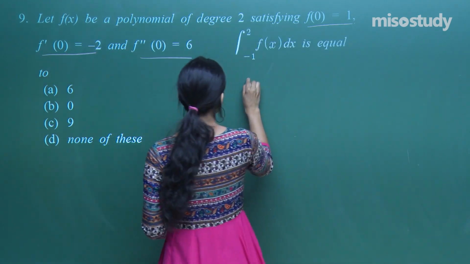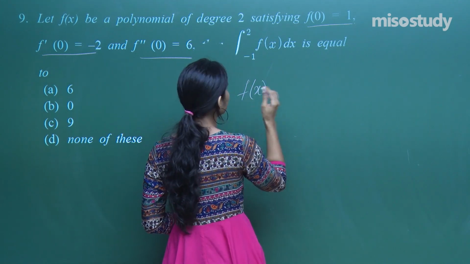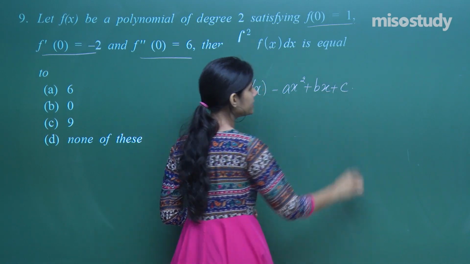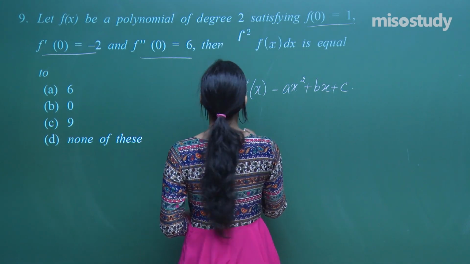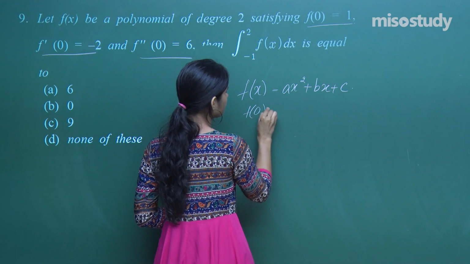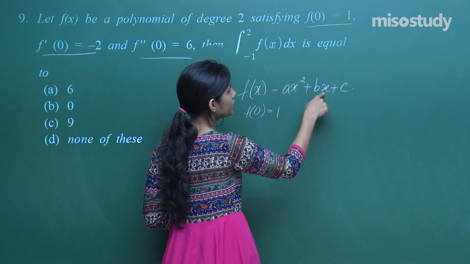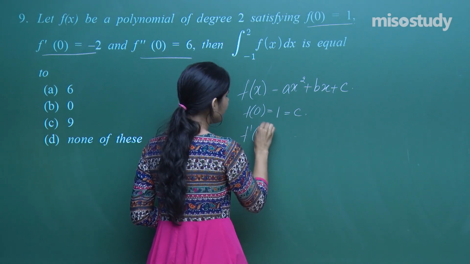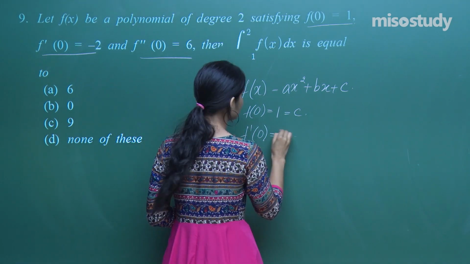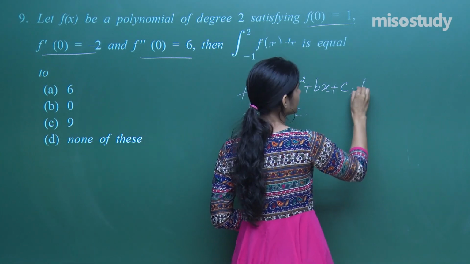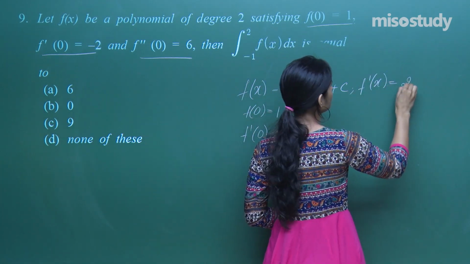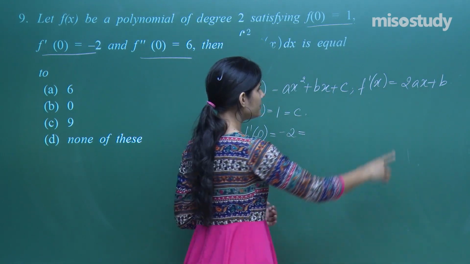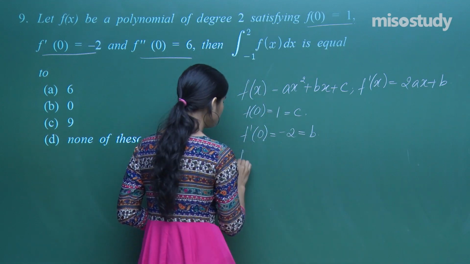So we are going to generally consider any polynomial of degree 2 as ax square plus bx plus c. f of 0 it is saying is 1. f of 0 is 0 plus 0 plus c, so c is 1. f dash 0 it is saying is minus 2. What is f dash x? f dash x is 2ax plus b. So f dash 0 will be b, so b is minus 2.